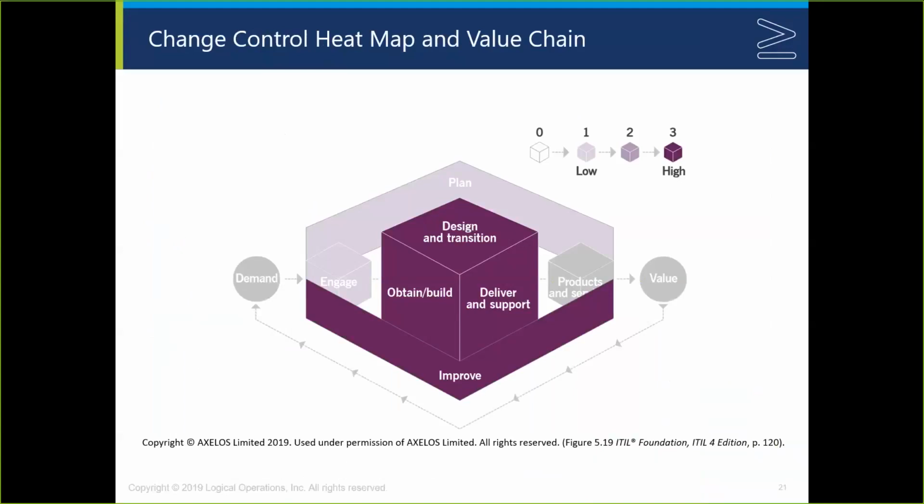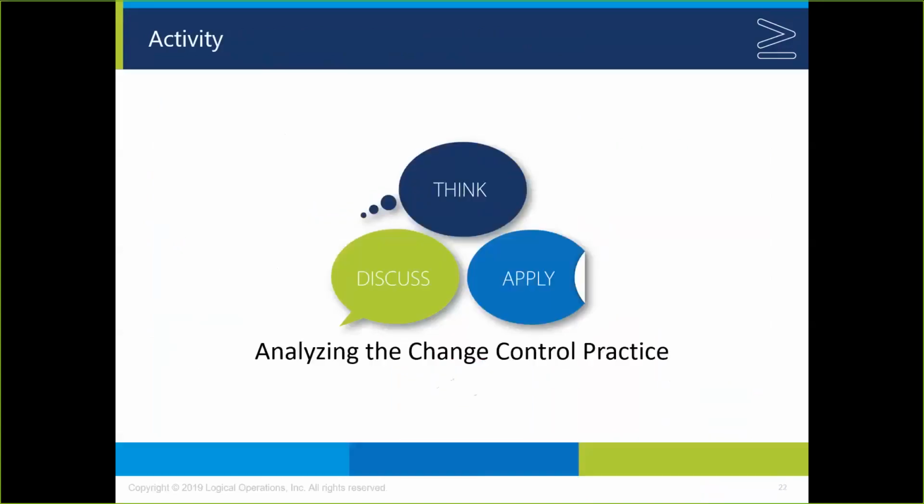So again, when you look at the heat map here, real strong relationships, of course, with practices or activities like design and transition, delivery and support, creating readiness. We may obtain and build various components that we're going to be introducing. And obviously, a lot of these changes are about improving things, right? Improving service value, improving practices, and the like.